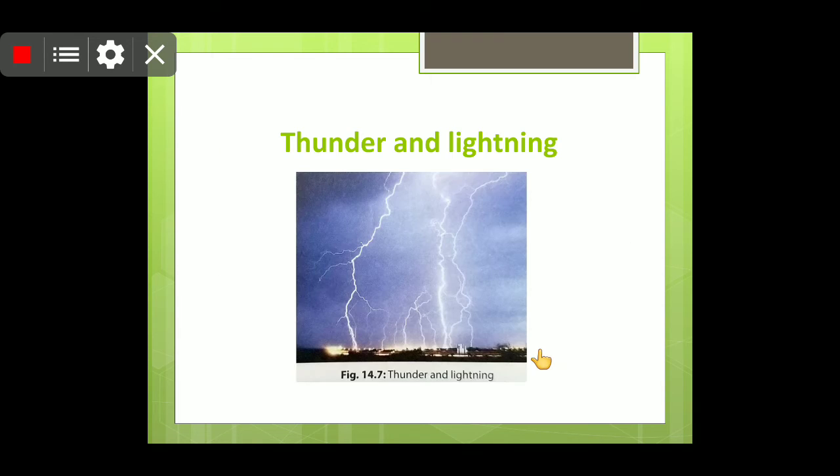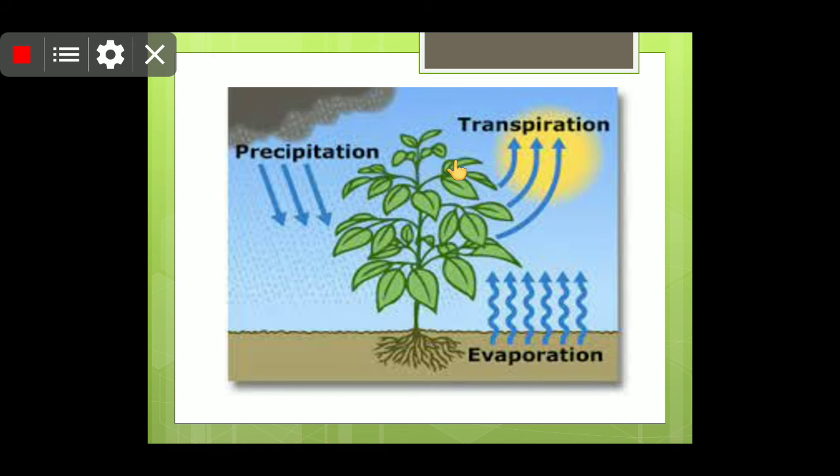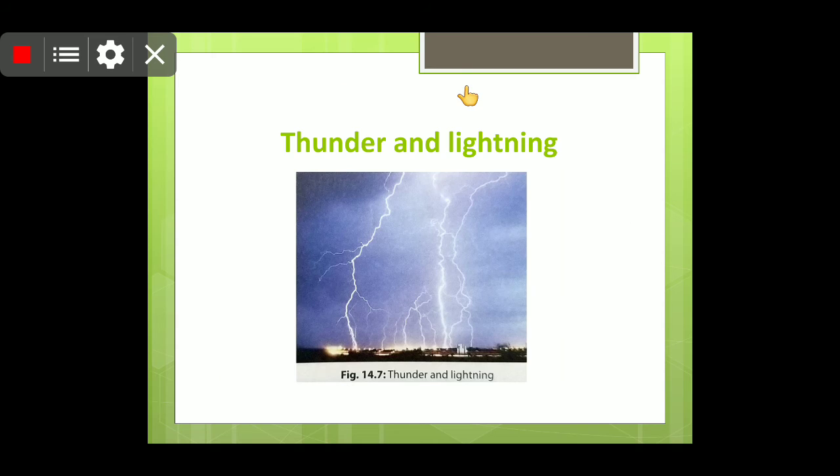So plants also take part in evaporation, and so in maintaining the proper cycle of water they also play an important role. In the form of transpiration, their excess water also helps in forming clouds. So now children, what is thunder and lightning?